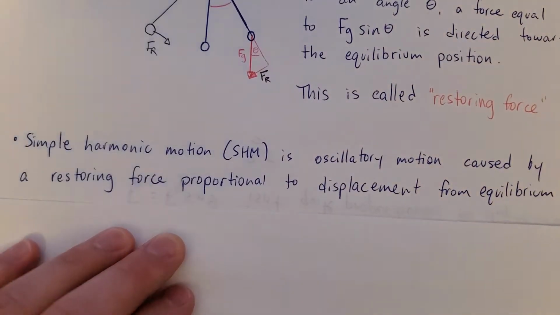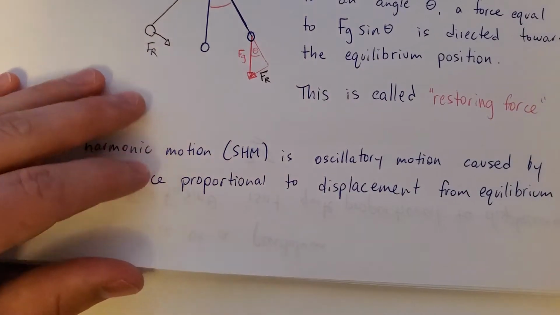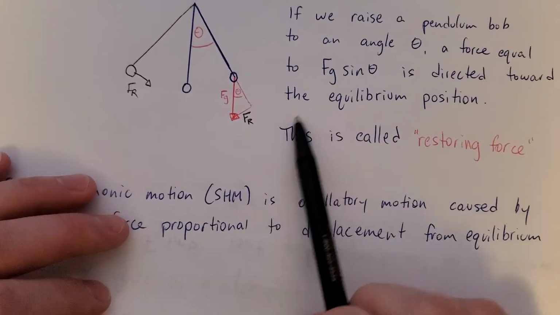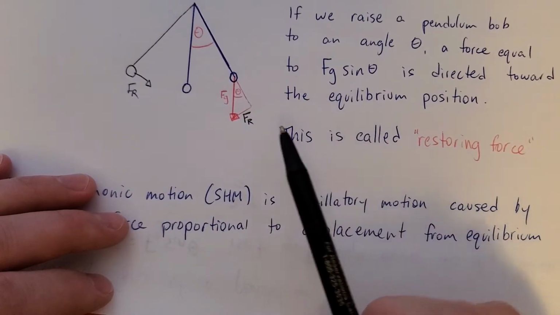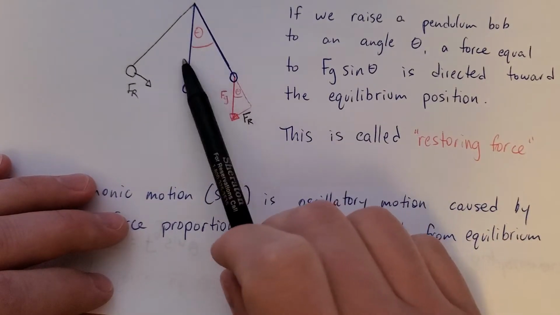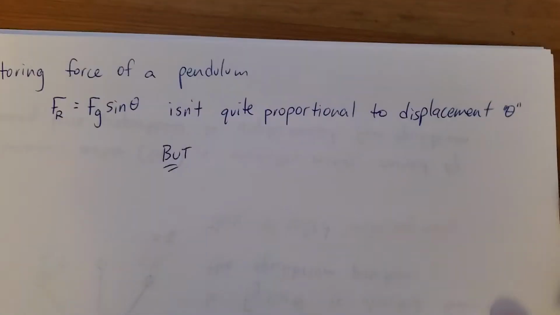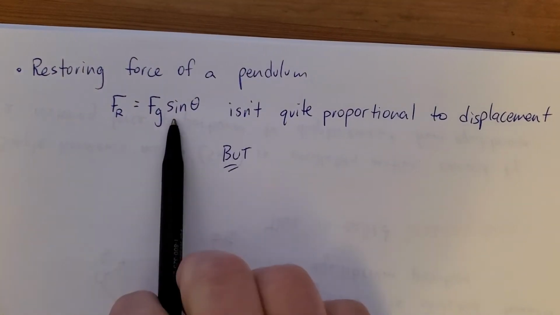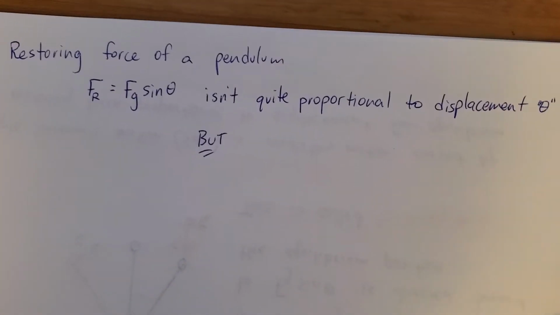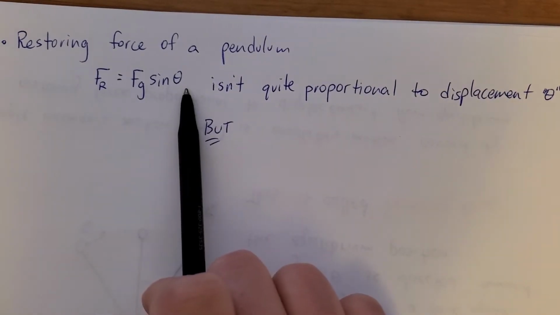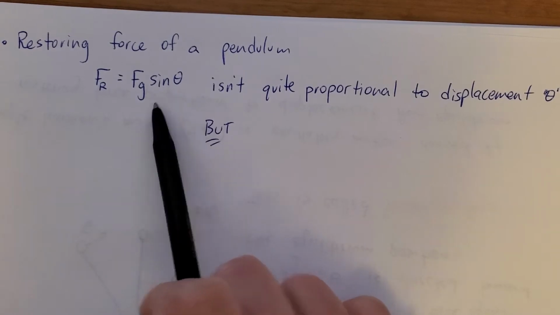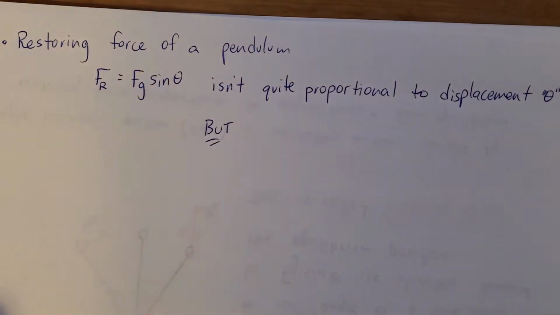So I want to do a bit of an investigation to see if the restoring force, which is gravitational force times sine theta, is proportional to the displacement, which is this angle theta. This might be interesting to you. I doubt you've seen some of the stuff we're about to do. So restoring force is Fg sine theta. It's actually not quite proportional to displacement. It would be if it was just Fg times theta, but this sine makes it a bit more difficult.